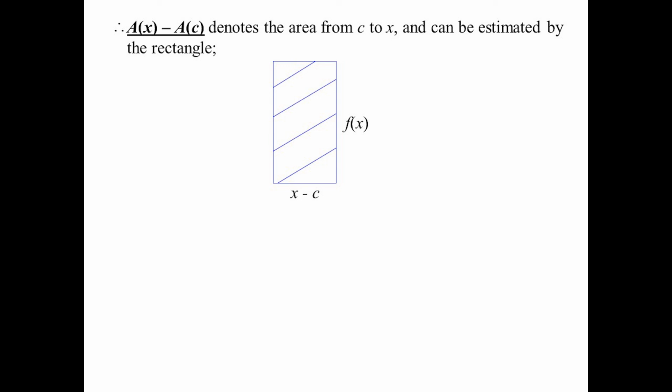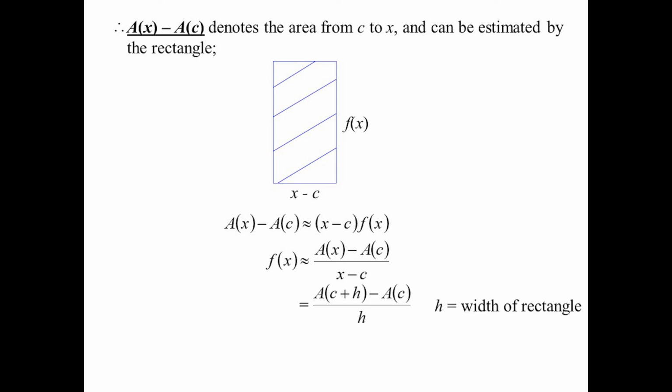So we know it's approximately going to be the difference between x and c times whatever the function value happens to be. So rearranging that, I now know that the function of the curve will be equal to this area function I'm trying to find, minus area c, over x minus c. I'm going to rewrite that and say, well, let's just call the width of the rectangle, which is x minus c, I'm just going to call it h. And so it becomes area c plus h minus area c over h. Interesting.